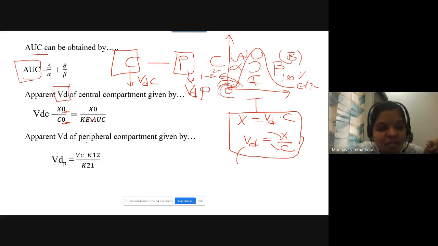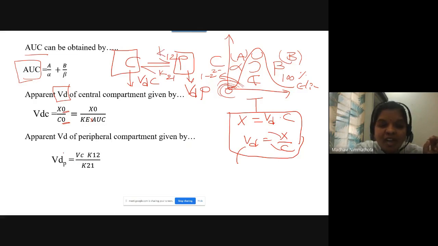And the apparent VD for the peripheral compartment. See, here VDP is VC. So here the drug is being transported from peripheral to the central. It is reversible, no? So then here we have K21, here we have K12.